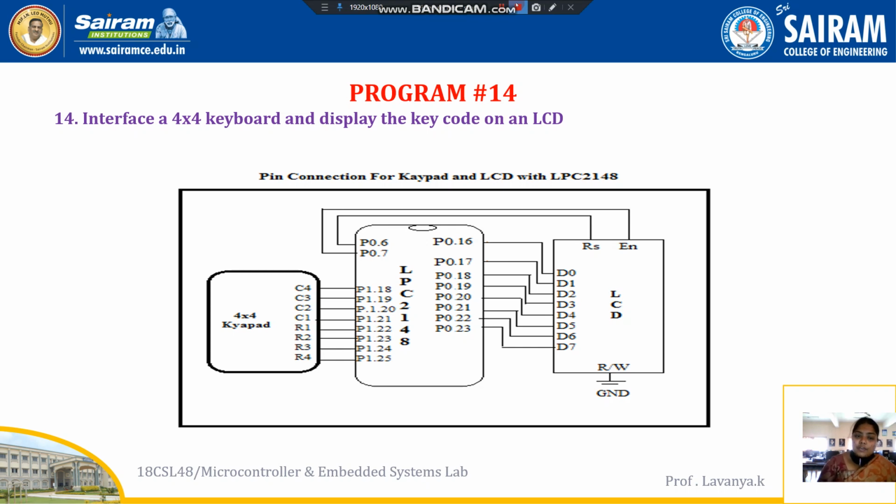Here, which are the inputs and which are the outputs is very important. I have taken the columns as input and the rows as output. The columns, as I said, are the inputs. Which port numbers and which pins are going to access the input from the LPC 2148 ARM controller board? Here I am going to use 2 ports.